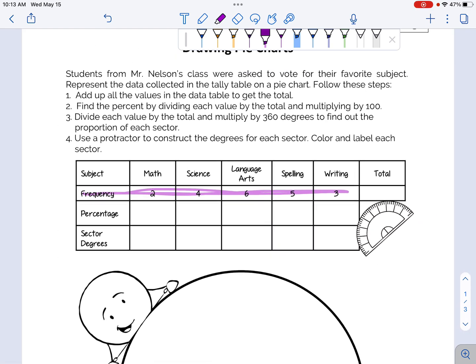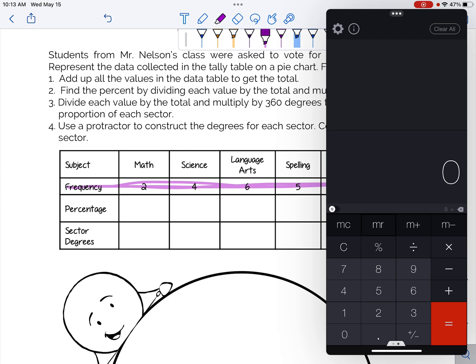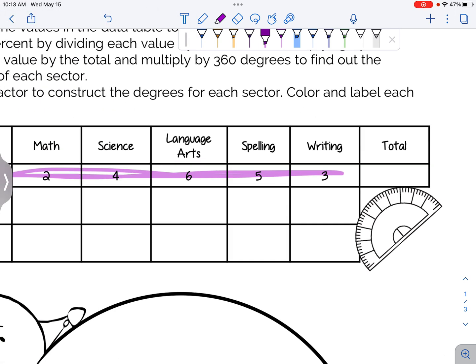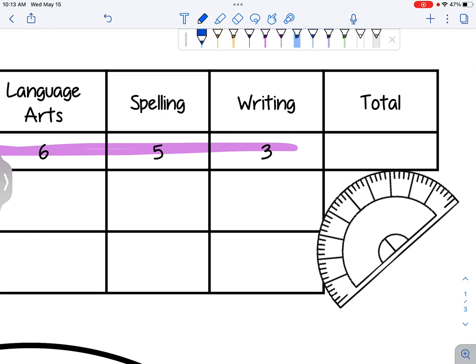2 people picked math. Let me zoom out just a little bit here. Only 2 people picked math? That doesn't seem right. 2 math, 4 science, 6 language arts, which is reading and writing, 5 spelling, and 3 writing. All right, cool, 20 people. So I'm going to write 20 total right there.